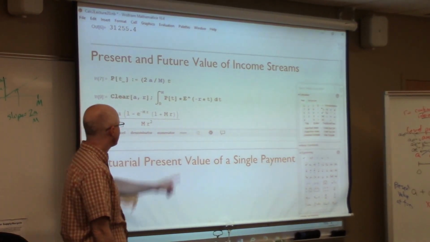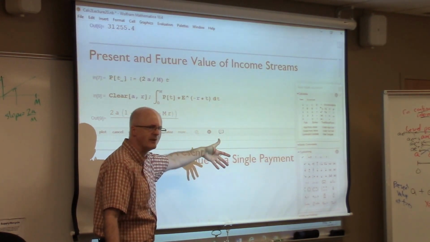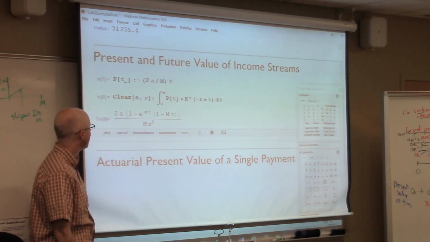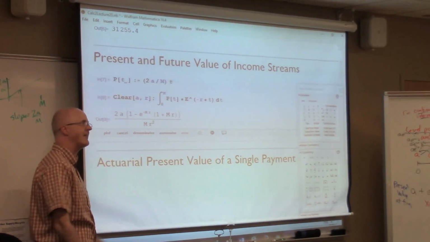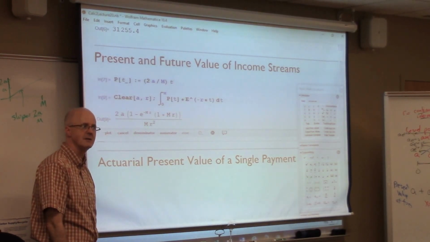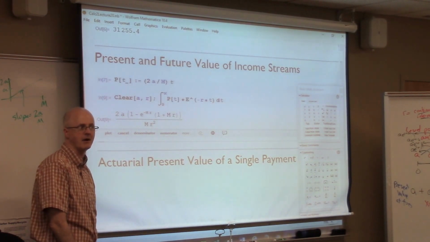How would you do it by hand? That does involve a t in here that gets multiplied by the e to the negative rt. You'd have to use integration by parts. Evidently, for trusting Mathematica, this is the answer that you get. And then you can plug in particular a and r for a given situation. And you should be able to do that in a problem where you're given a, m, and r.